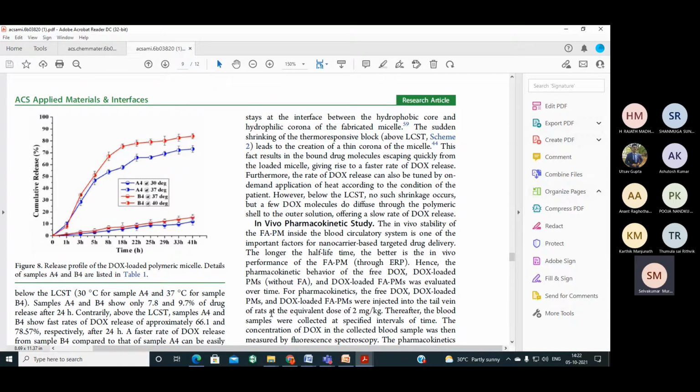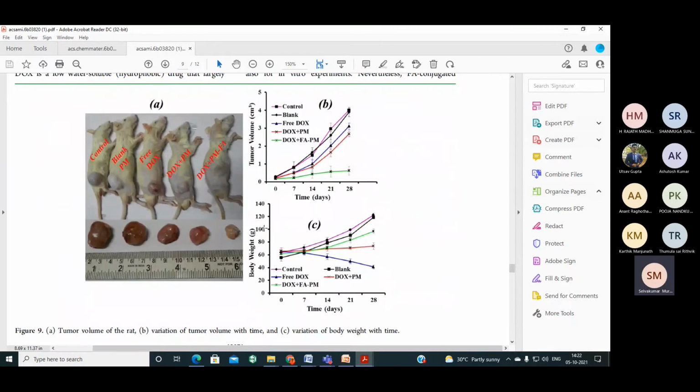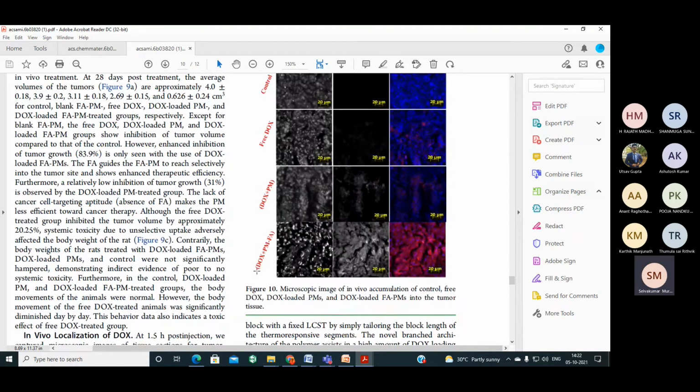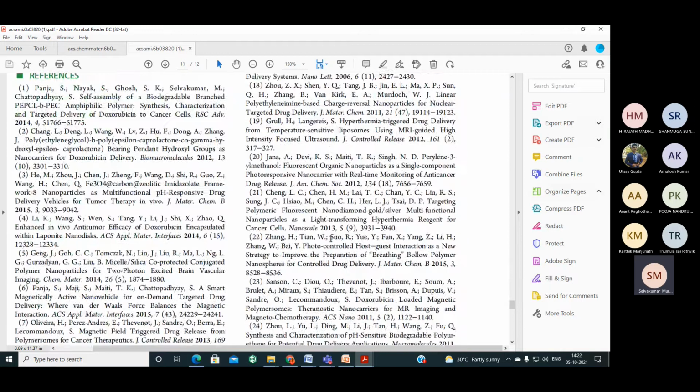That means the drugs can be released for a longer time, or you can release the drug in a controlled way. Of course, the moment we increase the temperature, you can see the drug releasing characteristics are also pretty high, as it is a thermosensitive micelle polymer. The same was also confirmed in in vivo studies: the DOX loaded carrier is significantly reducing the tumor size, the tumor volume. And they also made sure that it is not affecting the other organs or tissues.